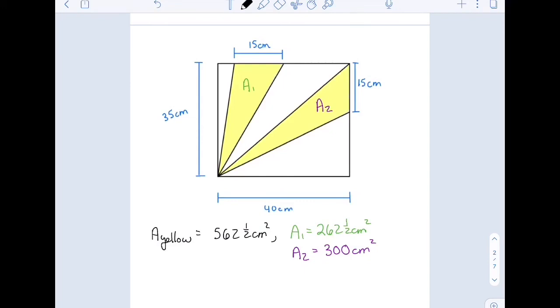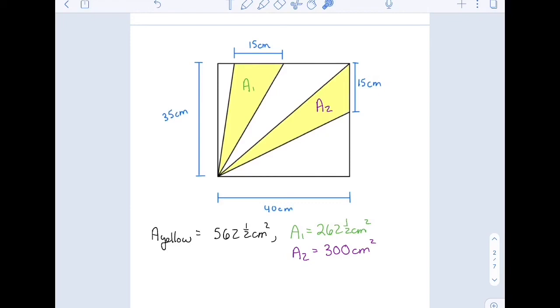To find the area of the white region, we don't have enough information to find the area of each white triangle and add them together. We don't know the base of this triangle. We do know its height. We don't know the base of this triangle. We do know its height, but we don't have enough information. So we're going to use a different strategy.